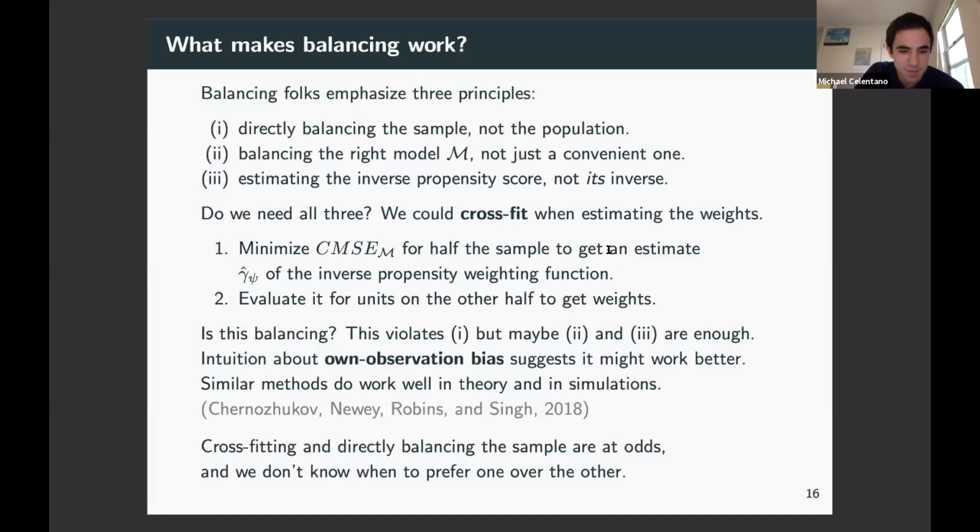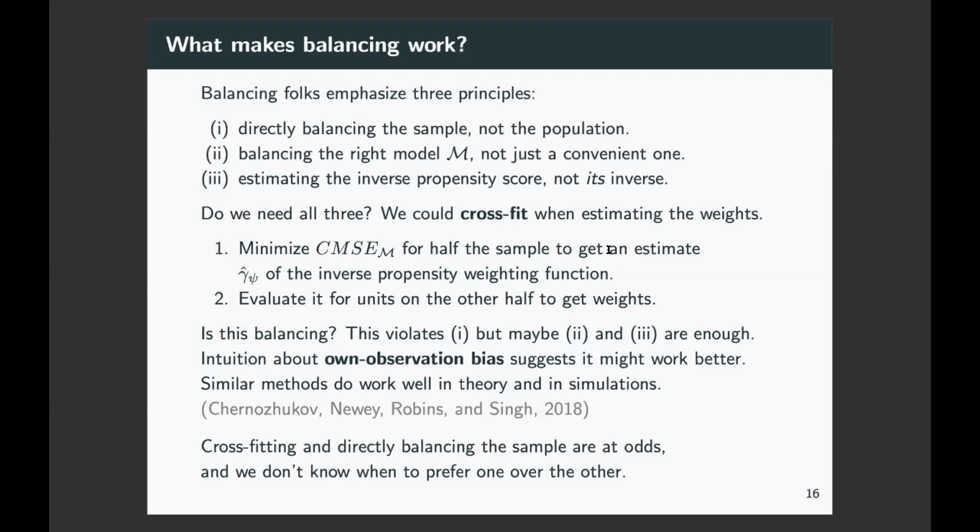Thank you. Yep, sure. People sort of hold up directly balancing the sample as the reason balancing works. So we do have evidence that very similar methods work quite well, both in theory and in simulations. So either both are true, or we really don't know. We sort of have these intuitive principles that tell us that we should cross-fit and we should directly balance the sample, but we can't do both. And we don't really know when to prefer one over the other.